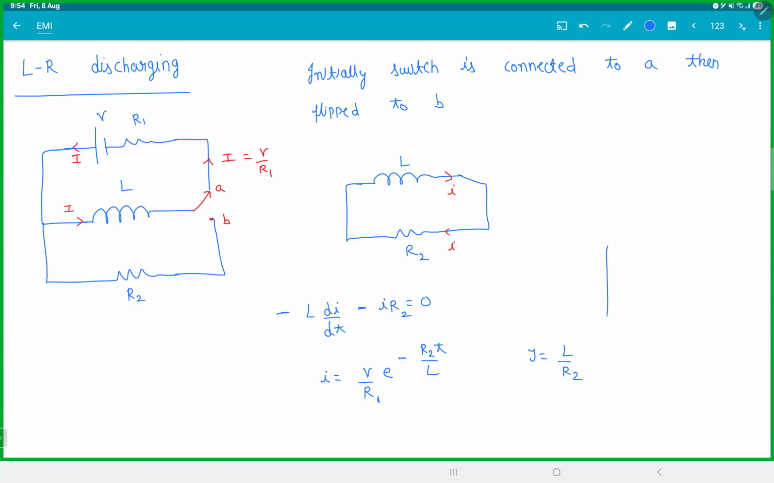This is easy. There's nothing much there. So if you try to plot a graph, this will decay. In one time constant, you will lose 63%. Clear this?